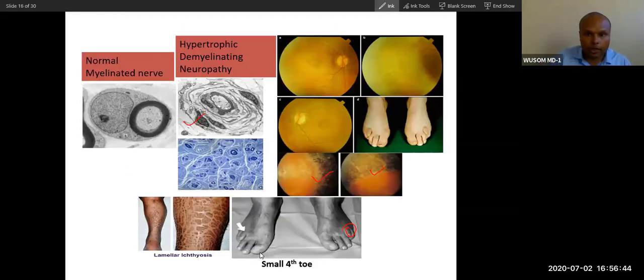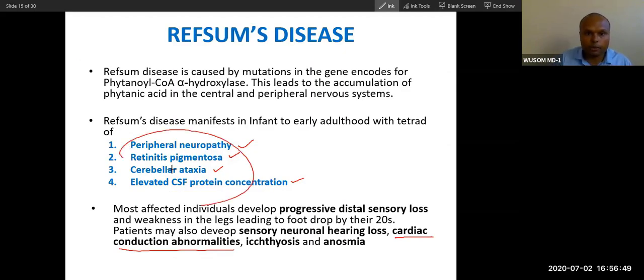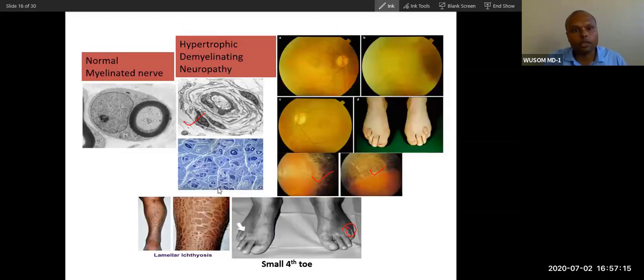So remember these very important findings, this tetrad. This is very peculiar to Refsum disease: peripheral neuropathy, eye involvement, ataxia, and then this. You can remember it like Refsum is R and RAN. RAN means R for retinitis pigmentosa, A for ataxia, N for neuropathy. So you can remember at least this triad, and the CSF protein elevation you can understand from this.